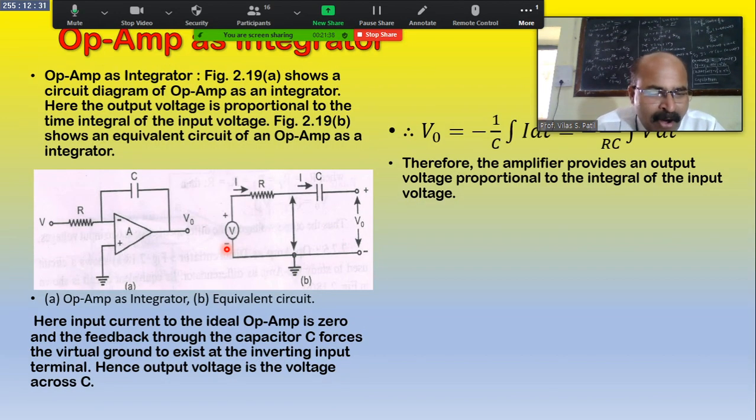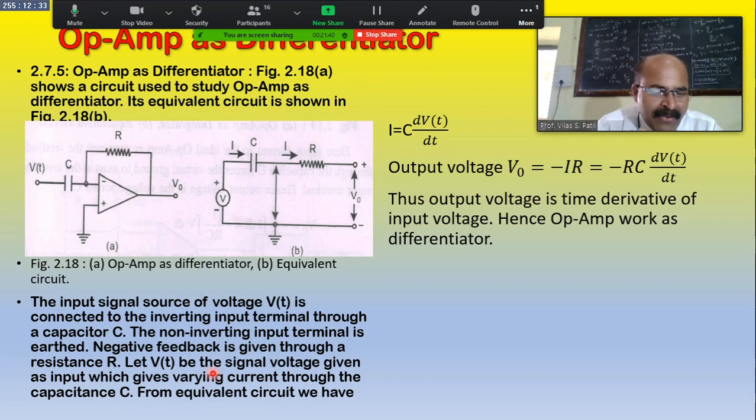See the operation, how it works as a differentiator. Differentiator means the rate of change of one physical quantity with respect to another. For simplification, consider displacement and time. If the displacement is changing with respect to time, that is known as velocity. V is equal to dx by dt. That is the velocity, the rate of change of displacement with respect to time. This operation is known in mathematics as differentiation.